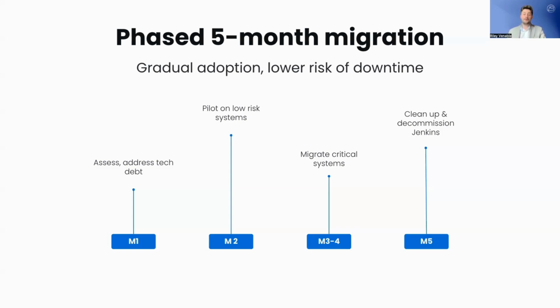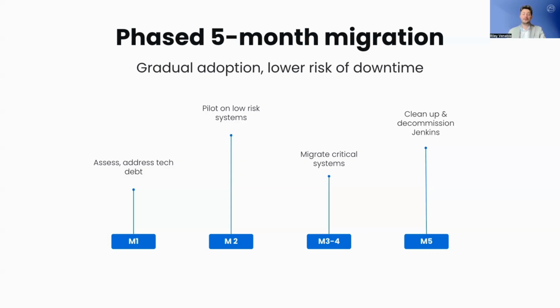Months 3 and 4 focused on customer-facing systems, specifically tracking and delivery services. These were our critical systems, so we moved them carefully. We validated each migration thoroughly before moving to the next one. Month 5 wrapped up the remaining repositories and we decommissioned the data center.